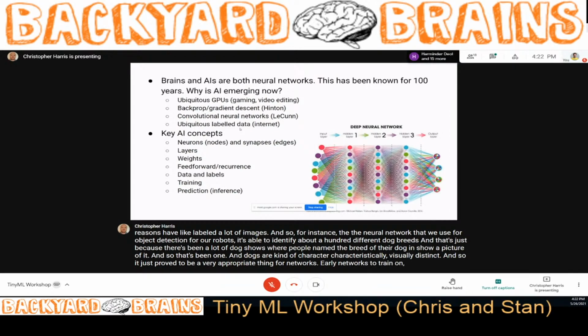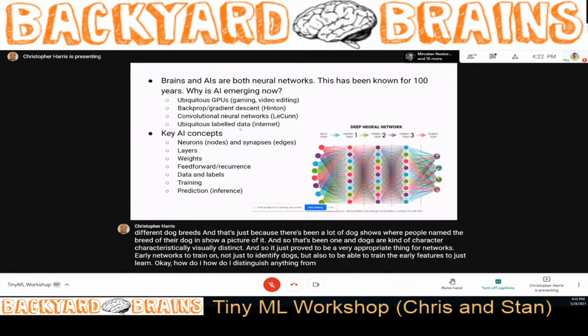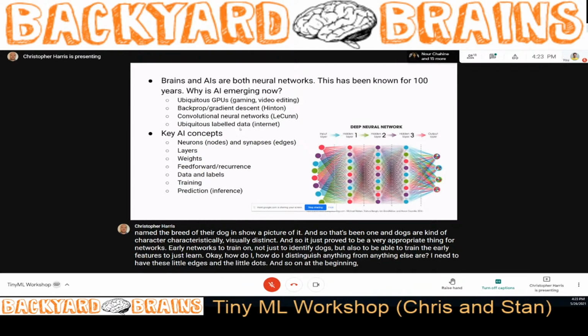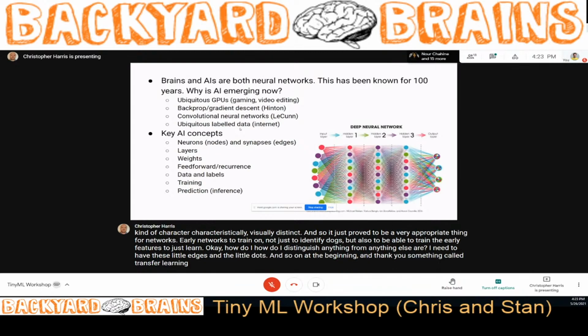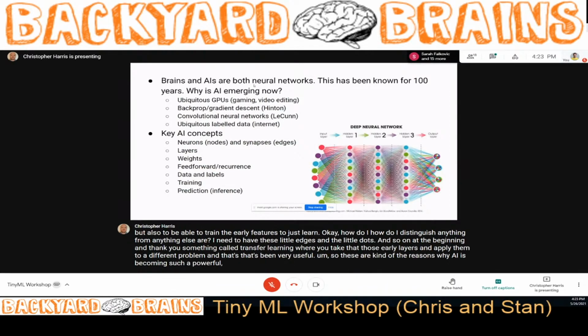Not just to identify dogs, but also to train the early features, to learn, okay, how do I distinguish anything from anything else? I need to have these little edges and little dots and so on at the beginning. And then you can use something called transfer learning, where you take those early layers and apply them to a different problem. That's been very useful. So these are the reasons why AI is becoming such a powerful, all-pervasive thing right now. We have the hardware, we have the data, and we have the theory that's needed.